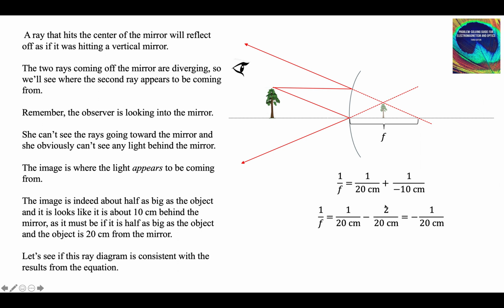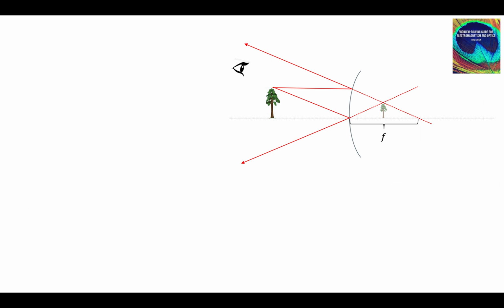So get a common denominator. 1 over 10 becomes 2 over 20. We do the subtraction. We get a negative focal length, minus 20 centimeters. And we better get a negative focal length because it's a diverging mirror. If you get a positive focal length and it's a diverging mirror, you did something wrong. So it looks all consistent. We're very happy with that result.